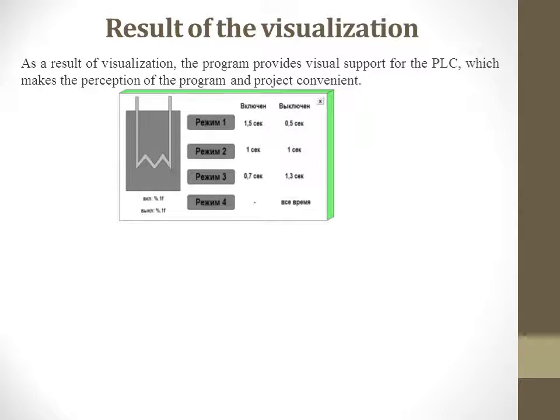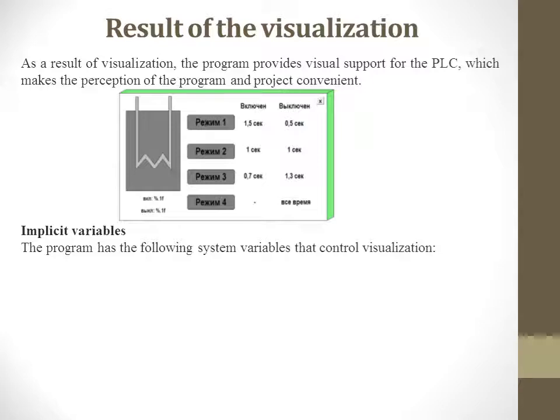pictures, text, and all of these elements can be in a dynamical state. Yes, because variables will change their values, and this object also will change in every regime.